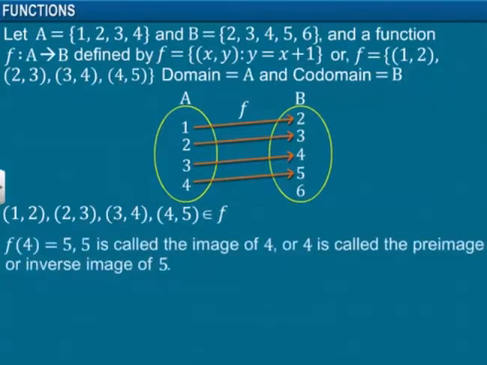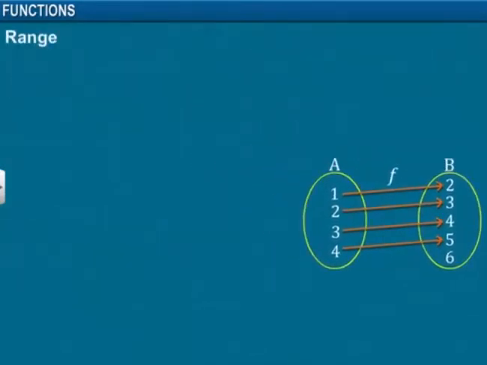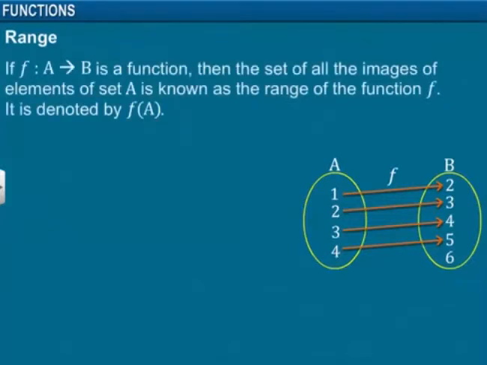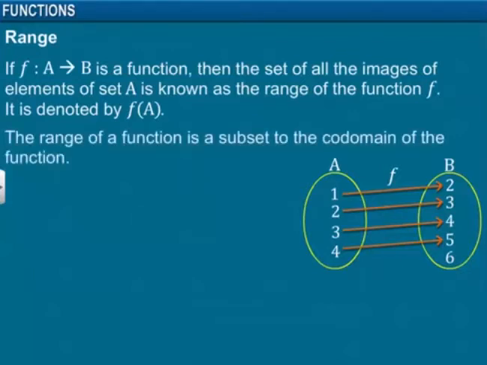Let us now define the range of a function. If f is a function from A to B, then the set of all images of elements of set A is known as the range of function f. It is denoted by f(A). As you know, the range of a function is a subset of the codomain of the function. The range of f is the set having the elements 2, 3, 4, and 5, and f(A) is a subset of B.